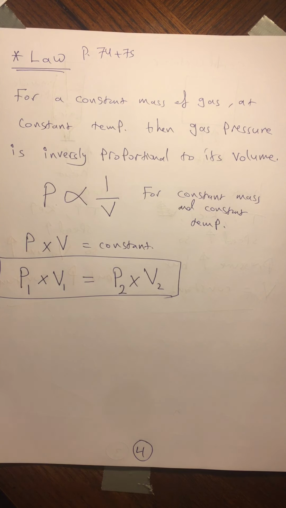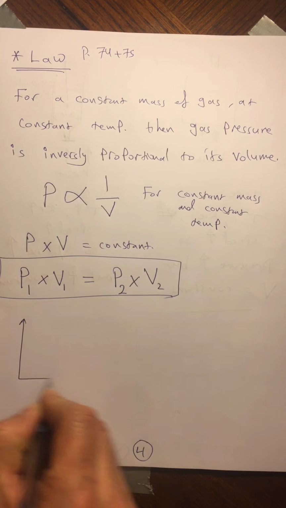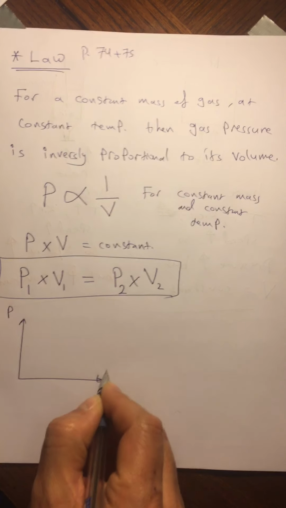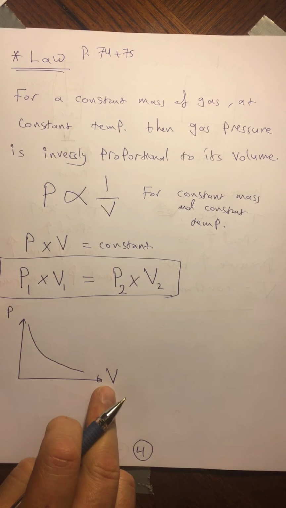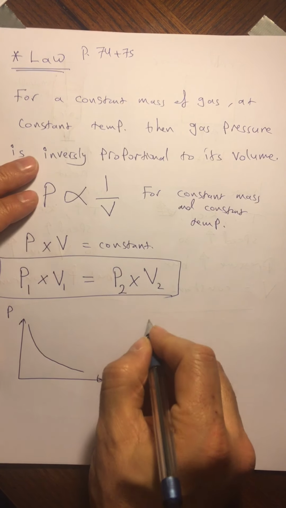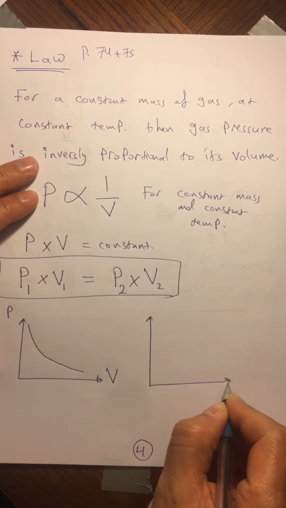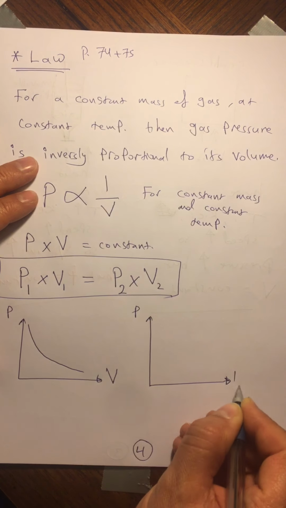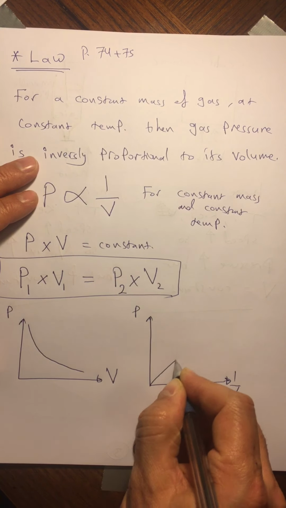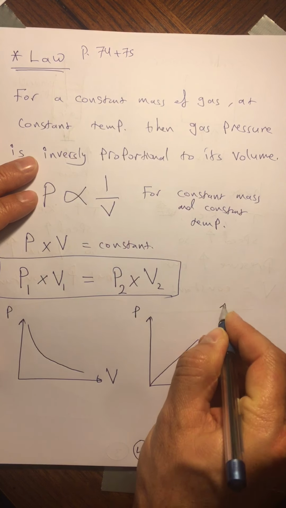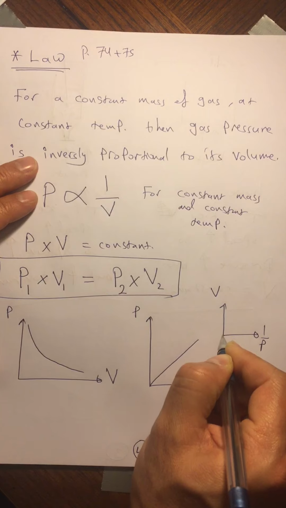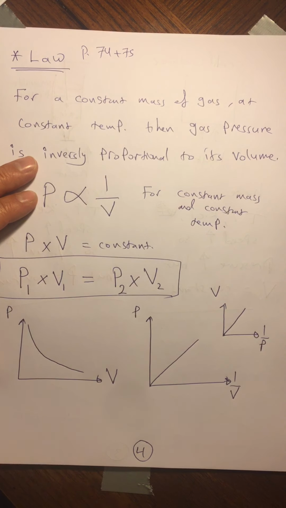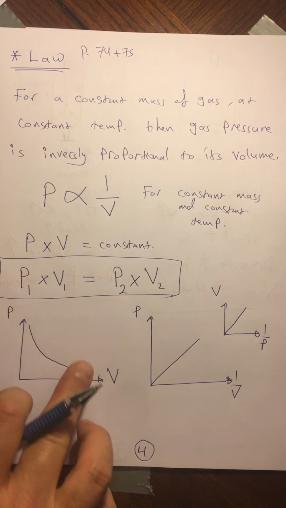Now, if I have pressure here and volume here, how does the graph look? Inverse proportion looks like this. It never touches the pressure or the volume axis. But if it was pressure against 1 over volume, it will be a straight line through the origin, or even if it was volume against 1 over pressure, it will also be a straight line through the origin. I'll go back to the graphs later on.